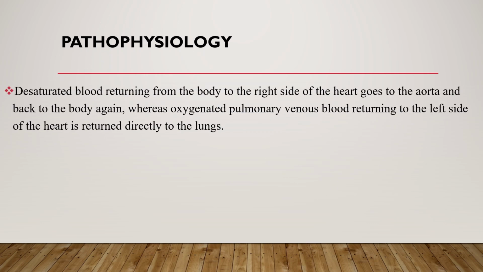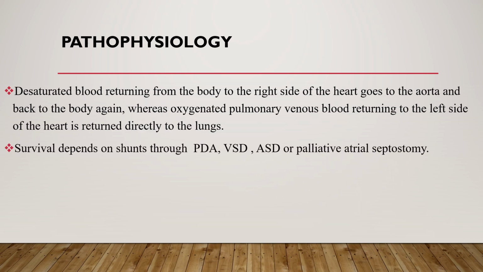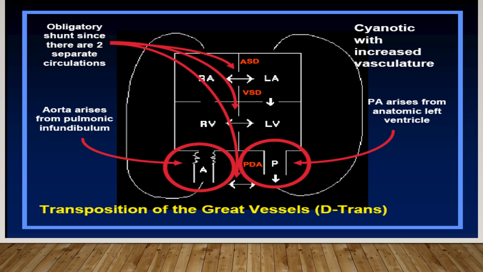The pathophysiology shows that desaturated blood returning from the body to the right side of the heart goes to the aorta and back to the body again, whereas oxygenated pulmonary venous blood returning to the left side of the heart is returned directly to the lung. Survival depends on shunt lesions such as PDA, VSD, or ASD, or if those are not available, palliative atrial septostomy is mandatory. This shows transposition of the great vessels, the D type.